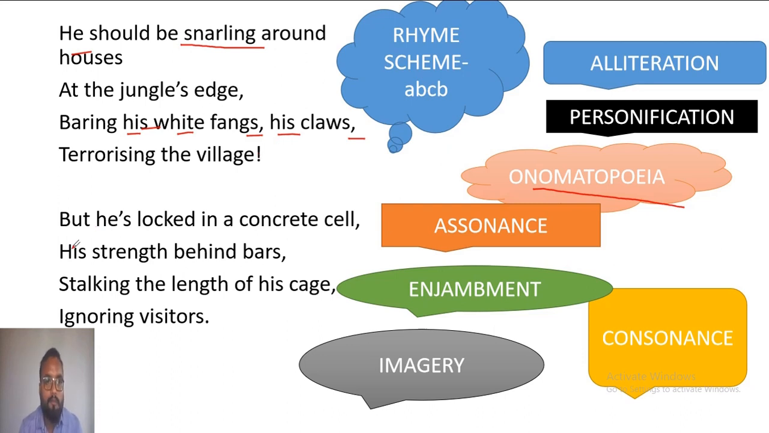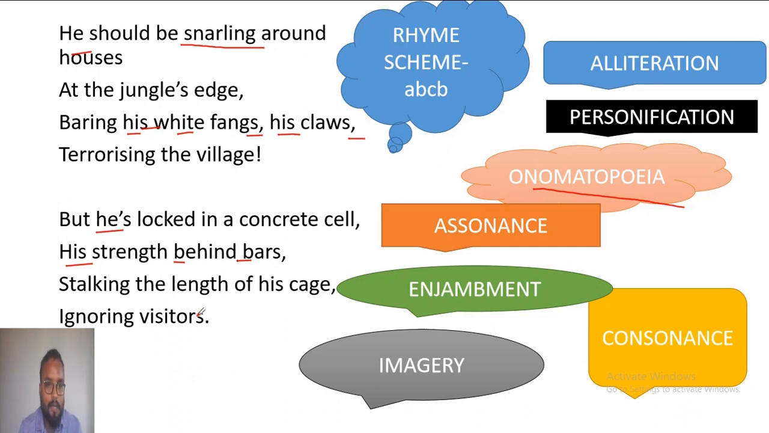Now moving to the next paragraph, again in the first line you can see his is used. His locked. He again refers here to the tiger, it is again personification. And behind bars you can see the B sound is prominent. B and B, behind and bars. The B sound is prominent over here. Again it forms alliteration.